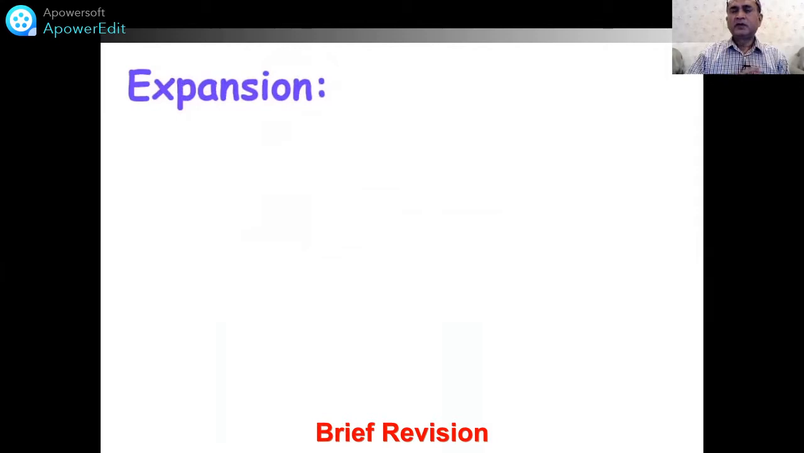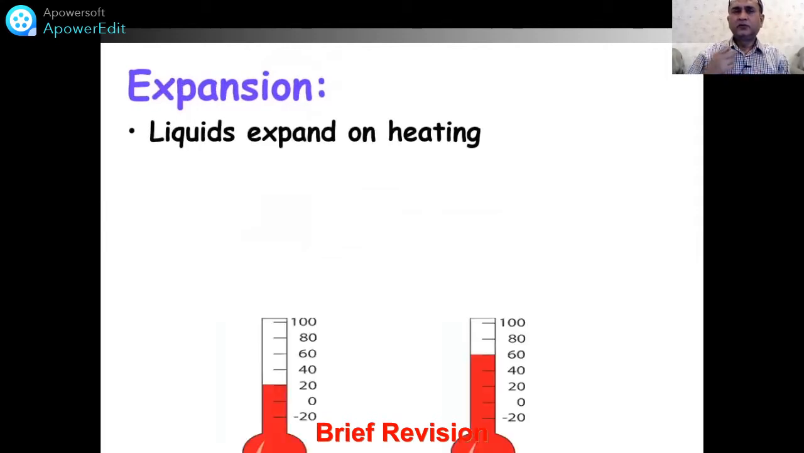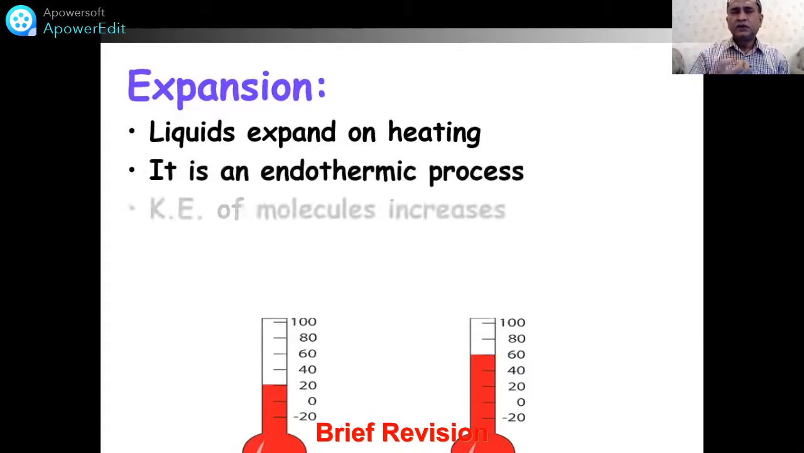Expansion. Expansion in liquids is visible, like mercury in a thermometer. When the temperature is more, the column of the mercury rises, and if the temperature is less, then the mercury, which is a liquid, contracts. So liquids expand on heating and contract on cooling.